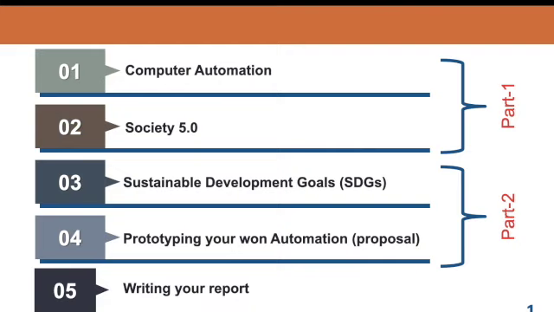Well, let's have an outline of this part. In the first part, we will study computer automation and Society 5. After that, we will study Sustainable Development Goal and we will try to prototype your own automation for Society 5 targeting Sustainable Development Goal. And after all, at the end of the second video, you will have some instruction on how you write your report.